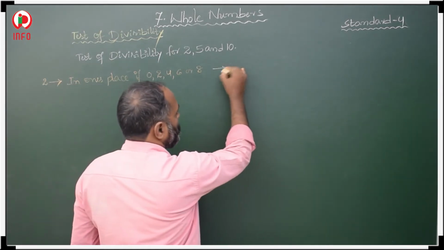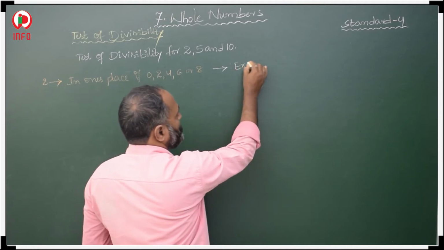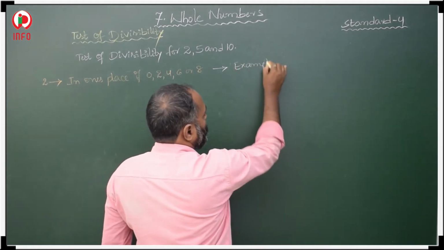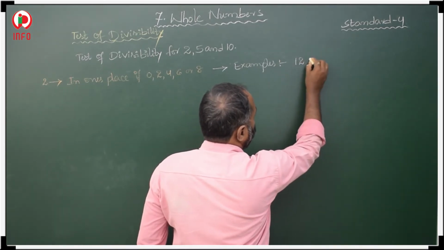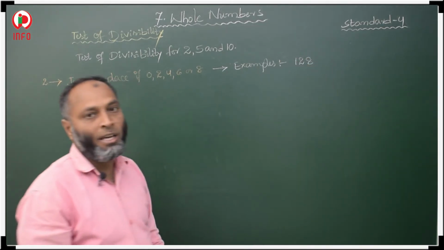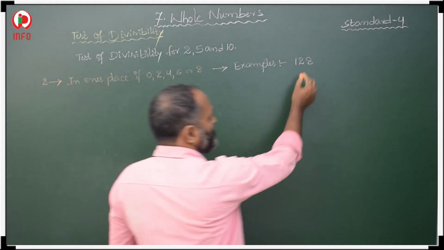So see an example. Suppose the number is 128. What is there in the ones place?